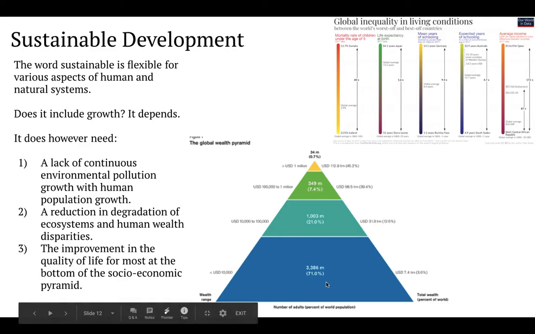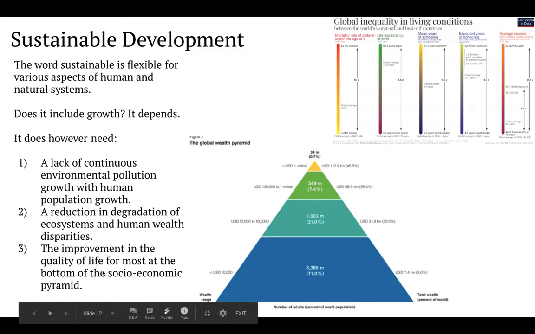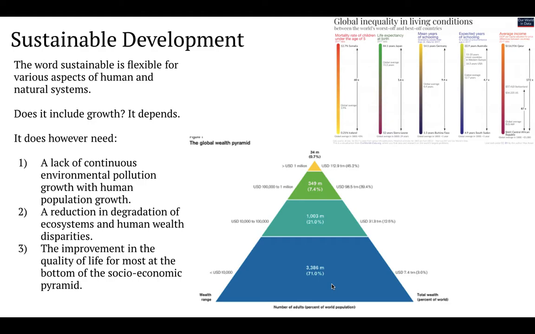Yet most politicians and government organizations don't really focus on the bottom part of our pyramid. They really focus on how do we best provide growth and resources to the top, and the improvement in quality of life for most at the bottom of the socioeconomic pyramid. This is where we really are going to achieve sustainable development in order to reduce resource use, pollution, and much more.